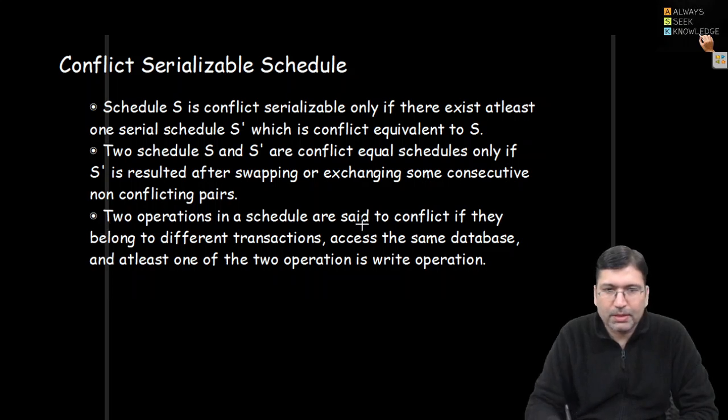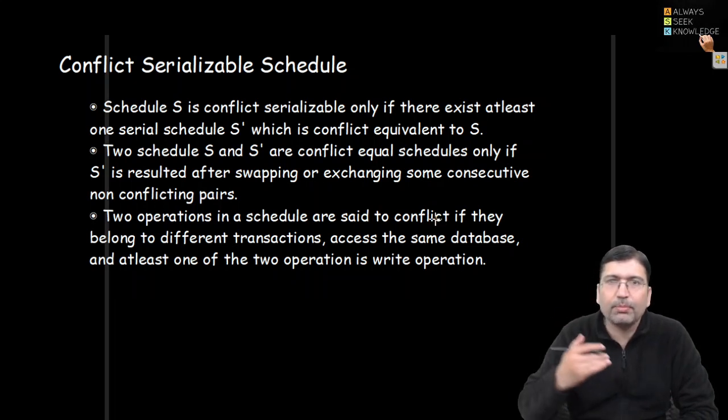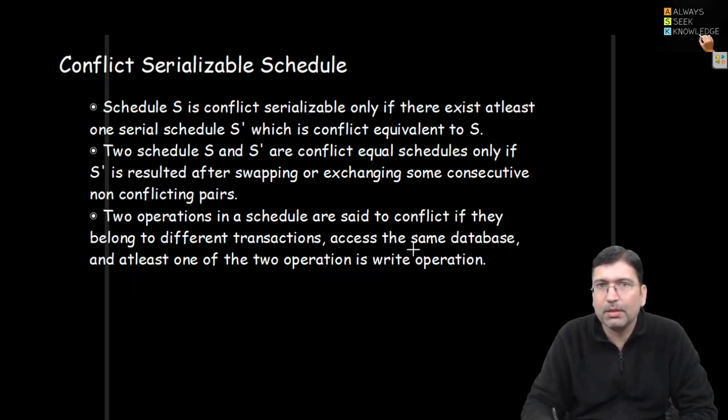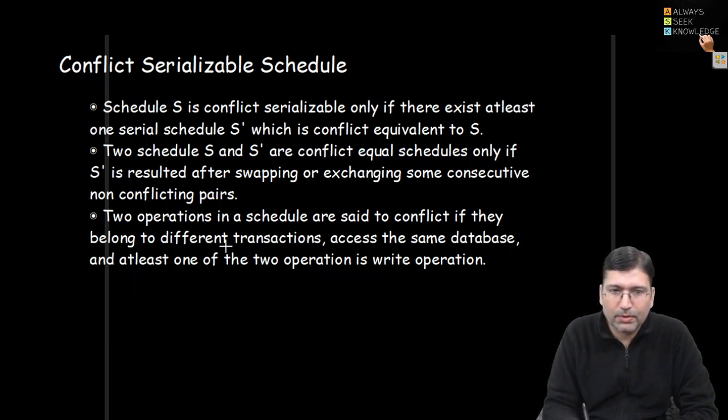Two operations in a schedule are said to be conflicting because we can only swap non-conflicting operations. So we need to understand what the conflicting operations are. Two operations will be considered conflicting if they satisfy three conditions. The very first condition: they need to belong to different transactions.